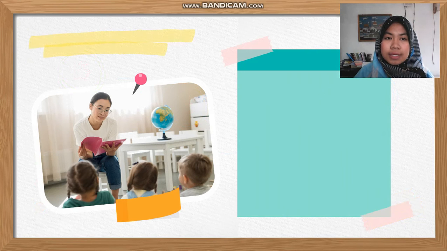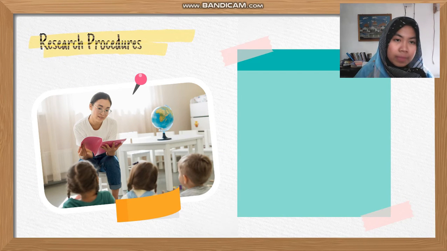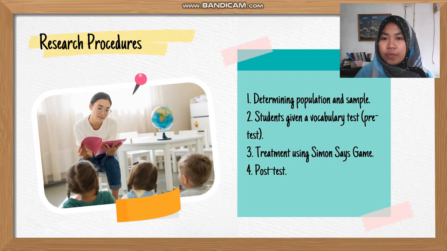And next is about the research procedure. First, determining population and sample. We already determined the population is 3 classes from SD Negeri 3 Cibonegelis, and the sample is 1 class from 6th grade. And second, students will be given a vocabulary test, a pre-test, to know their achievement about their mastery in vocabulary.